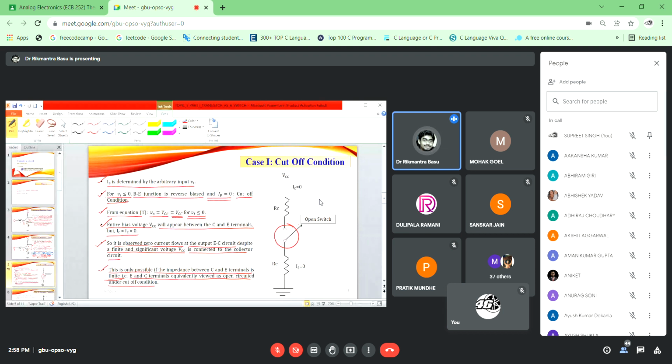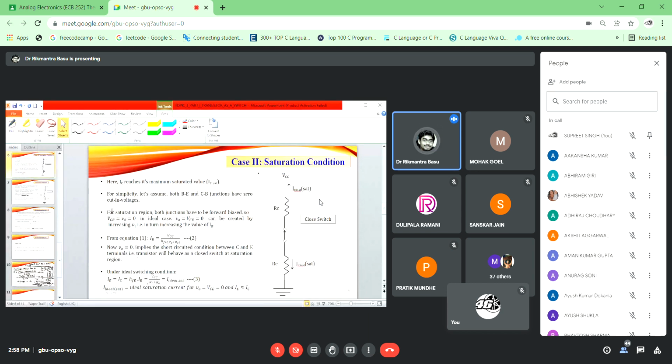The switch is open. The VCC can directly appear here at the output, but eventually no current is flowing since the switch is open. That is the equivalent representation of the switch in case 1, the cutoff condition. This is ideal, of course. Whenever we take Vi less than or equal to 0, that may be minus infinity as well, but we can't achieve that, so that's why this is the ideal condition. We will come to the non-ideal condition maybe in the next class.